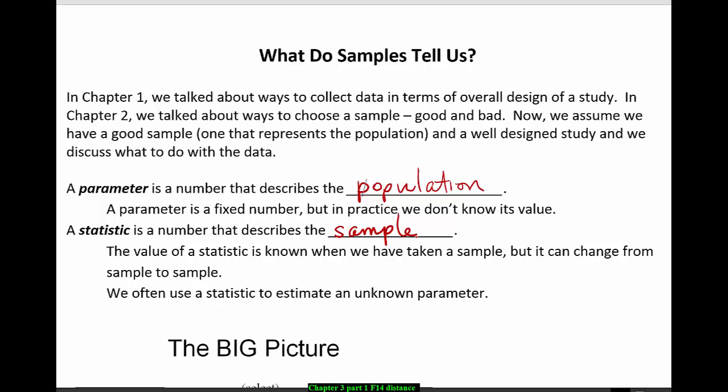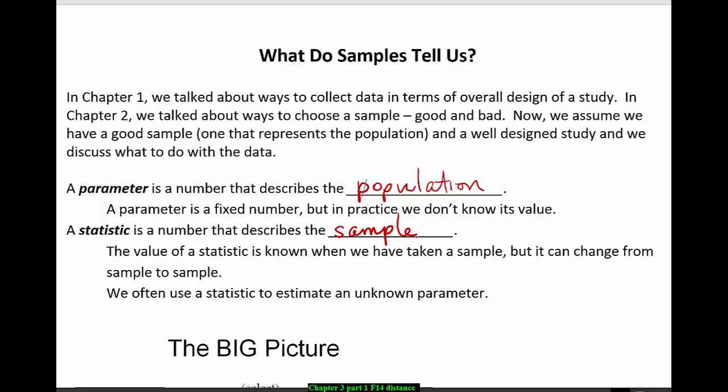There's a lot of information in this little section. First, you need to know that the parameter is the number that describes the population, and then you need to know that the parameter is fixed and we don't know its value. The statistic describes the sample, and you also need to know that the statistic is known, so we do know it, unlike the parameter, but it's not fixed. It can change from sample to sample. Think about it this way.